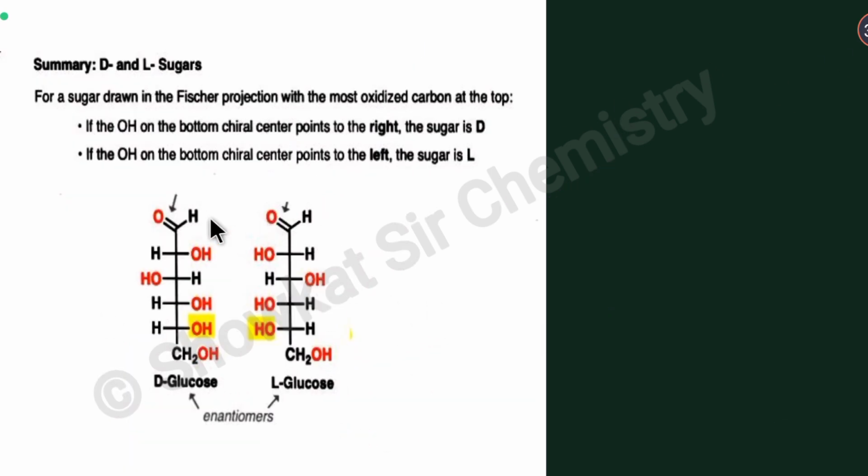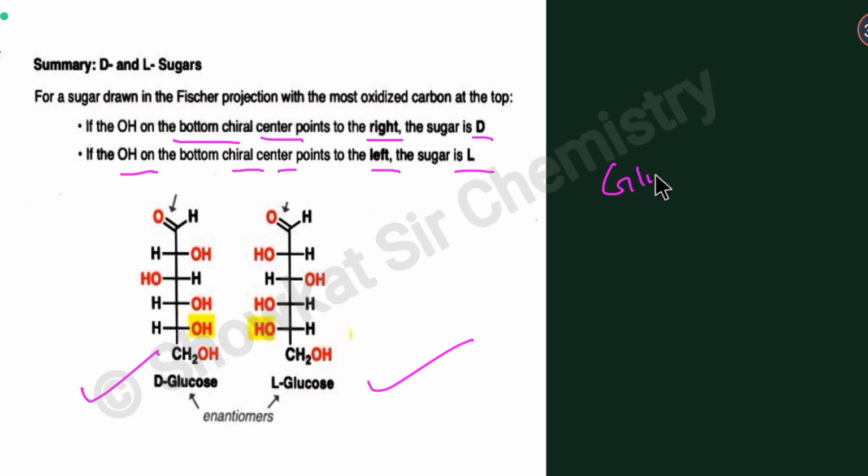Let's move ahead. So now we can summarize like this: if OH on the bottom chiral carbon, that is actually the last chiral carbon, is on the right, the sugar is D. And similarly, if OH on the last chiral carbon is on the left, the sugar is L. Now you can check here, this is my D glucose and this is my L glucose.